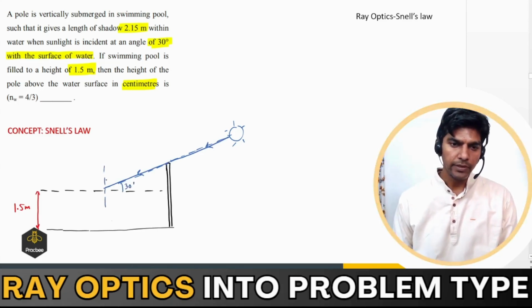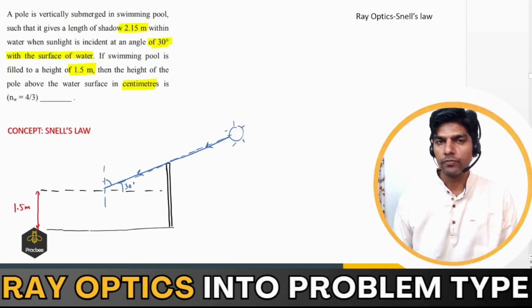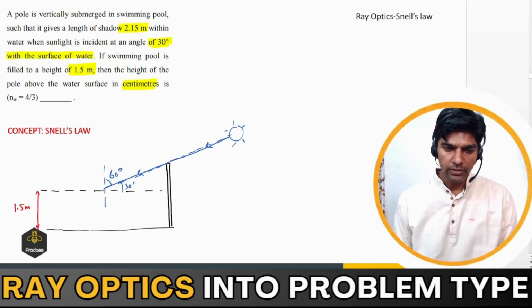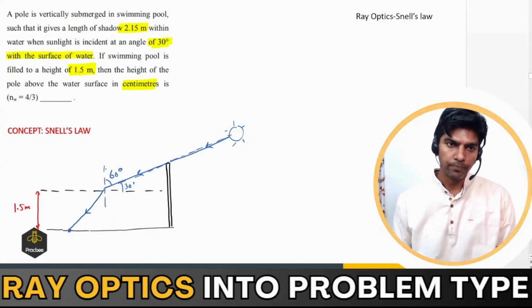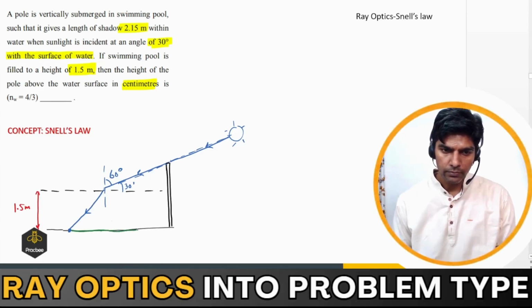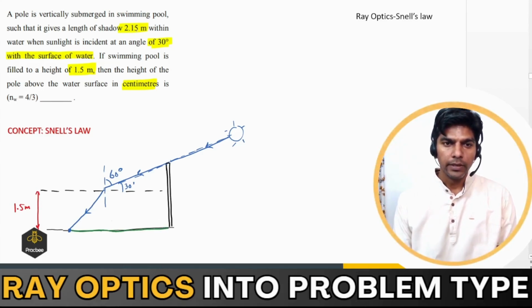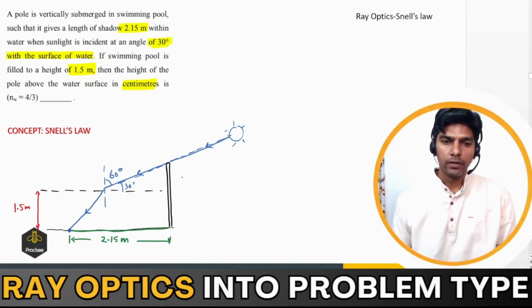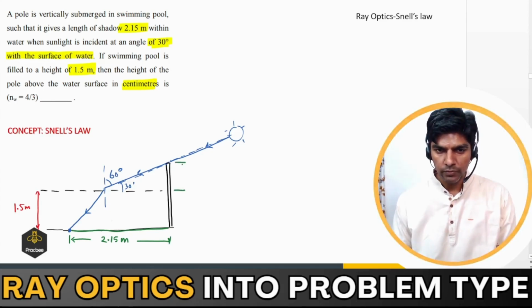So the angle of incidence on the interface will be 60 degrees. So the rays will bend towards the normal. That will be the image of the tip of the pole. So this will be the length of the shadow, and the length of the shadow is given as 2.15. Right? And we have to find the portion of the pole which is outside the pool. So let us call this height x.